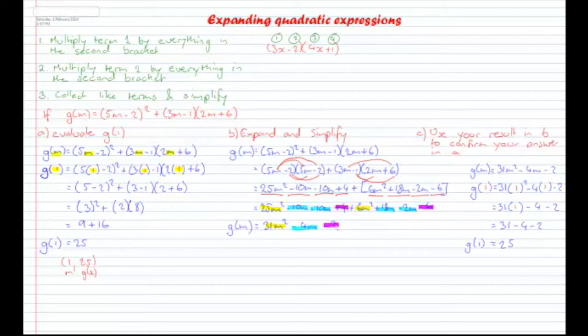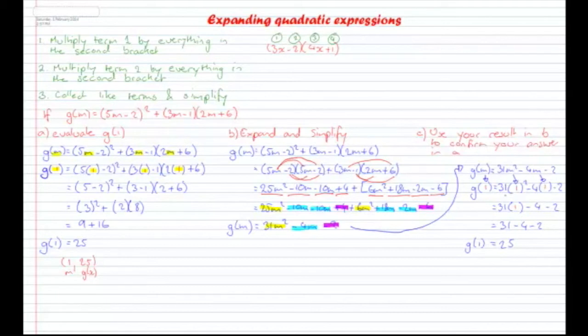Part C once again says use your result in part B to confirm your answer in part A. So I've now used the formula that you can see here, g of m, that I've gone through and expanded and simplified and just written it up here. Now what I'm doing is I'm substituting in g of 1, so everywhere that you see an m you write a 1, so you can see that here, here, and here. And remember, whenever you substitute in, make sure you write things in brackets.